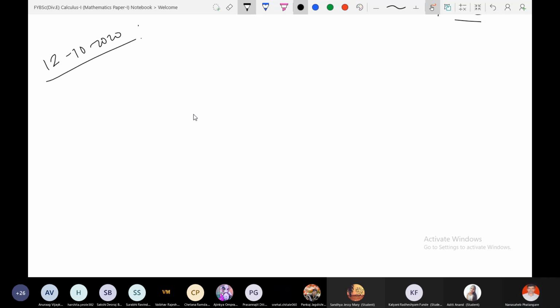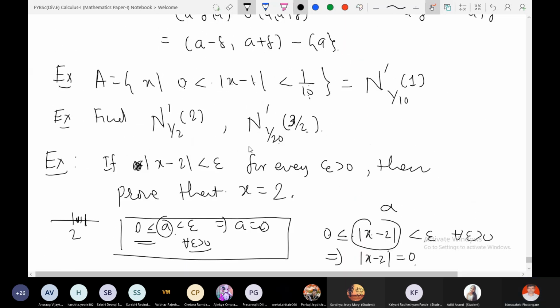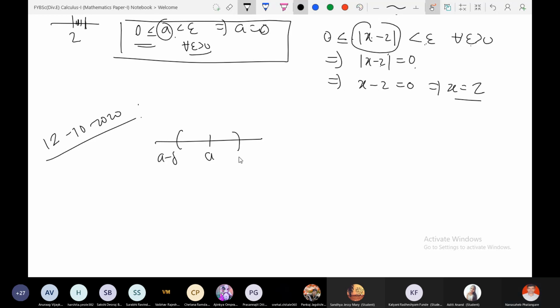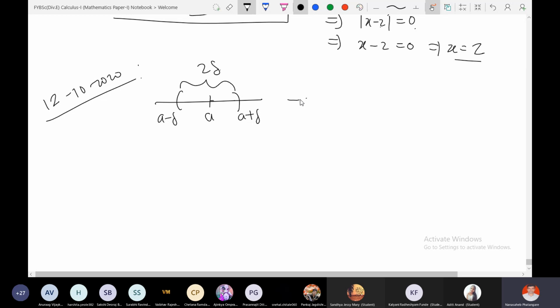Okay, so last time we were talking about the neighborhood of a point and we saw geometrically what the neighborhood of a point is. A delta neighborhood of a point means what? If you are standing at this point A, then delta distance on the right side and delta distance on the left side, and therefore the length of the delta neighborhood is 2 delta.